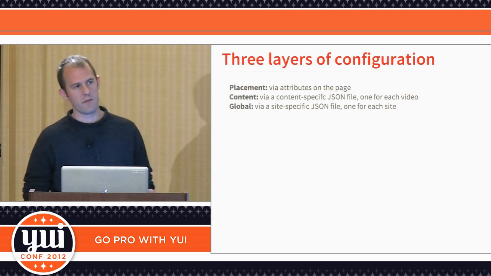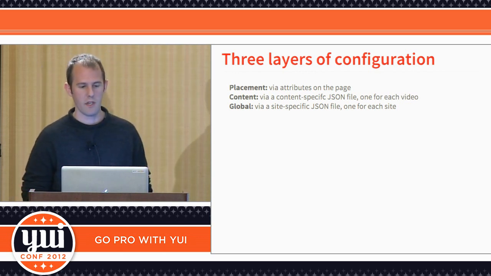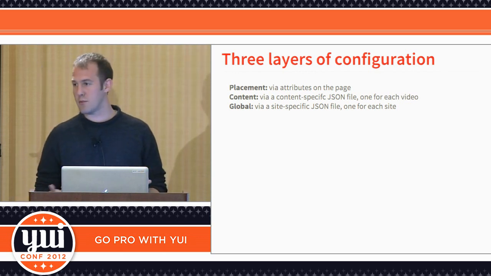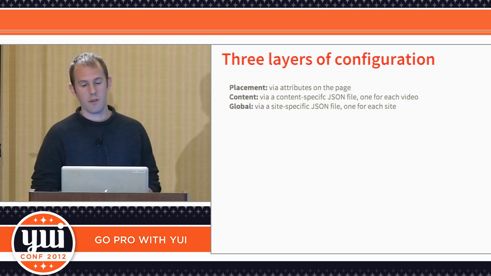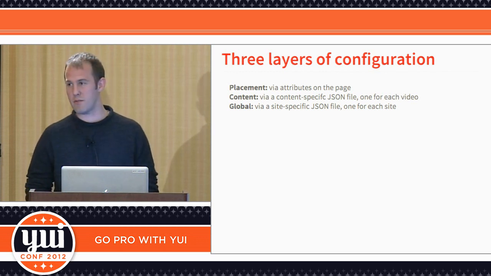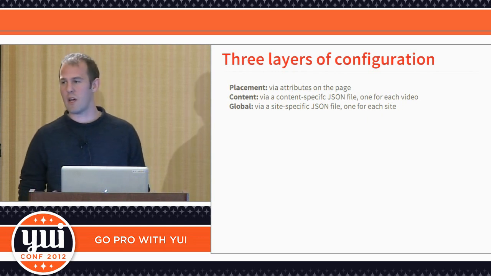We have 3 layers of configuration on the player. I've talked about them a little bit already. The placement is just attributes on the page. We also have a content-specific JSON file for each video that's loaded that tells us everything that we need to know about how to play it.